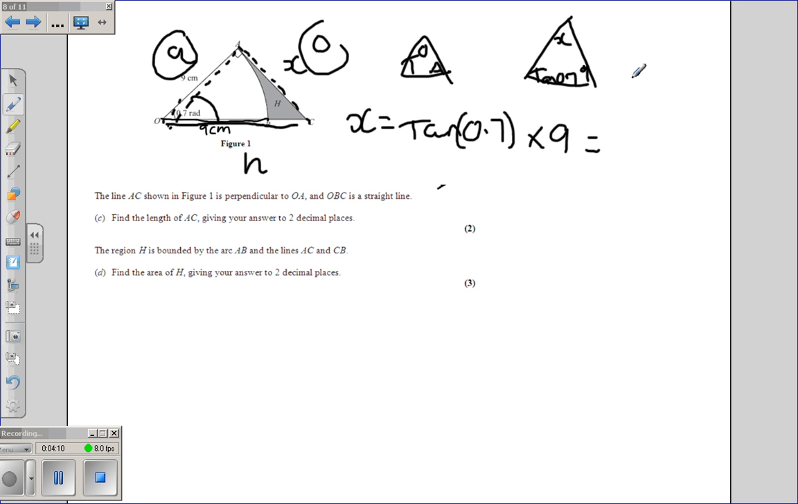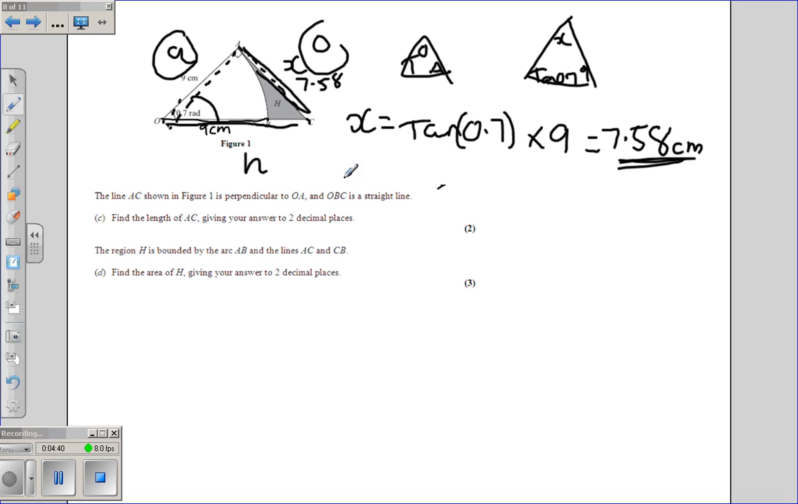So if we just type that in and do the tan of 0.7 equals that, multiplied by 9, we get 7.58. So 7.58 to 2 decimal places, centimeters. So that's this one here that we now know, 7.58.